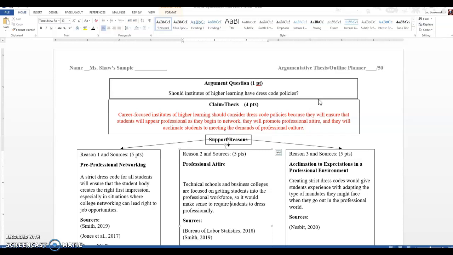Should institutes of higher learning have dress code policies? And my answer is career focused, so I qualified it a little bit. Career focused institutes of higher learning should consider dress code policies because they will ensure that students will appear professional as they begin to network. They will promote professional attire, and they will acclimate students to meeting the demands of a professional culture. So you can see that I pulled all of my different support reasons and put them into my thesis. But the real heart of my thesis is yes, they should.